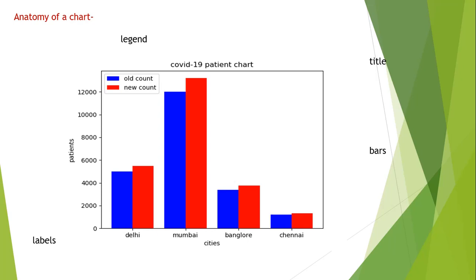Like on the x-axis, the markings are Delhi, Mumbai, Bangalore, and Chennai. And for the y-axis, the markings are 2000, 4000, 6000, 8000, 10,000, and 12,000. So it has been shown accordingly. That is not a problem for us. So that is x ticks and y ticks for each axis.